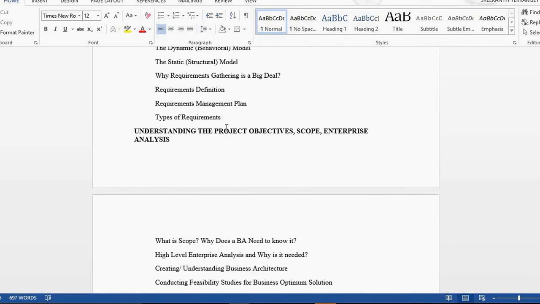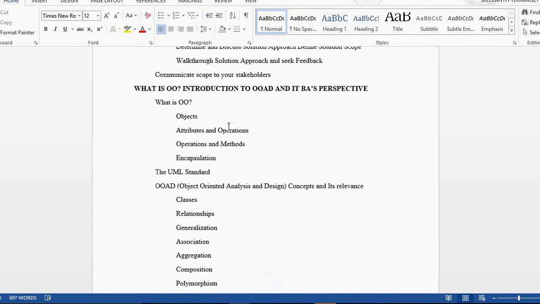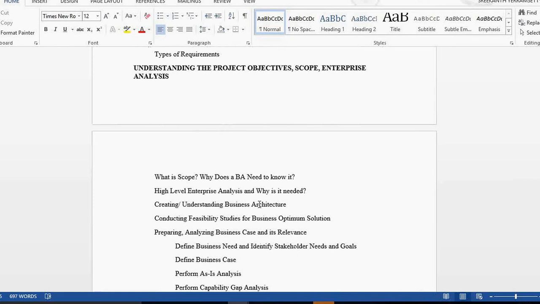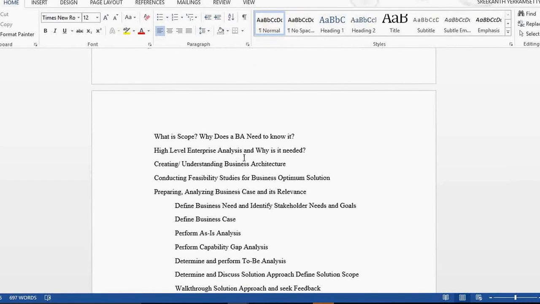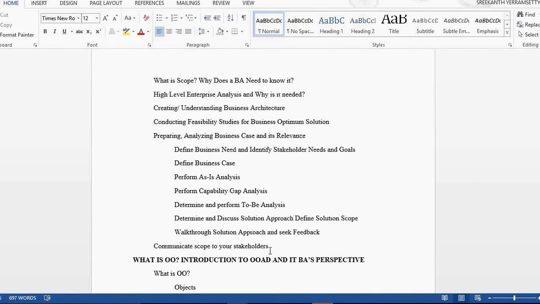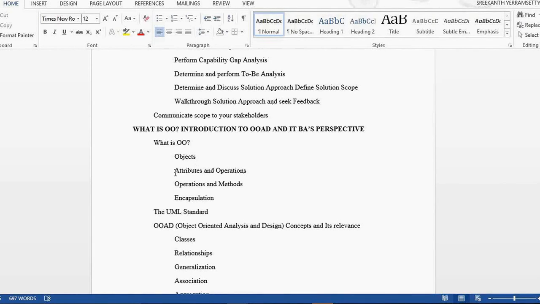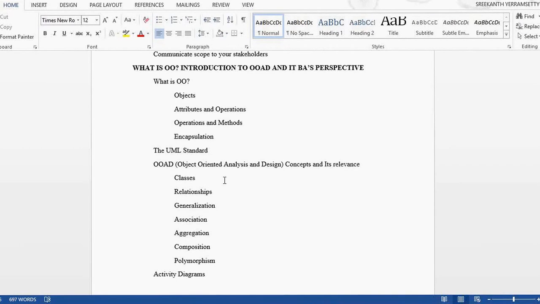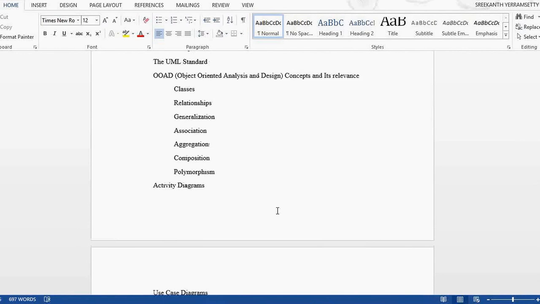So this one here, we are going to cover each one of these. Scope. Why does the BA need to know it? That's very important. Scope usually is done by PMs, but we'll talk about that. Enterprise analysis, which we kind of started off and left. We'll talk about that. Architectural stuff. What is OO? This I'll go in depth. This is very important for a business analyst. So I'll go through each one of these with real world examples and case studies.